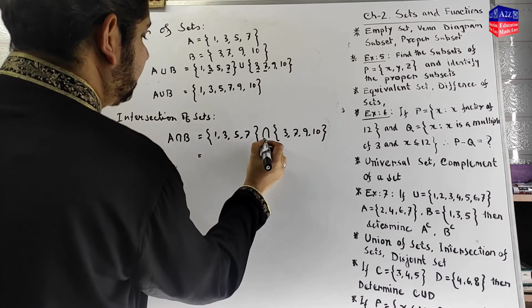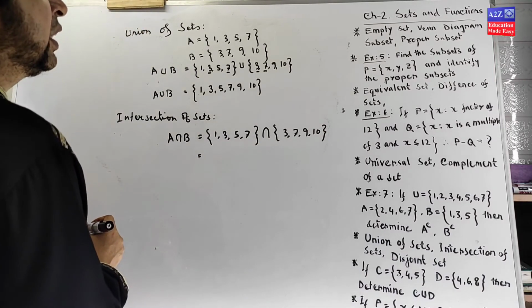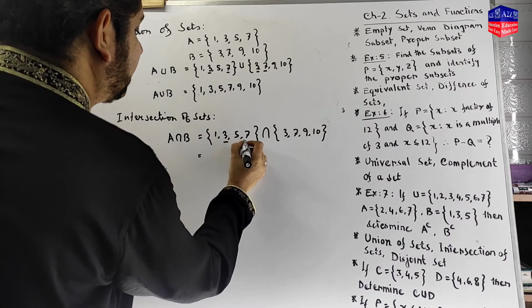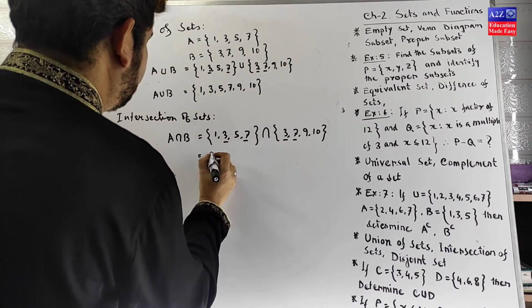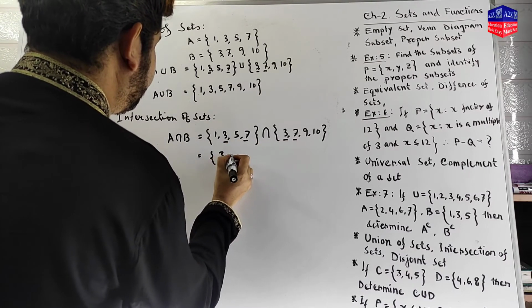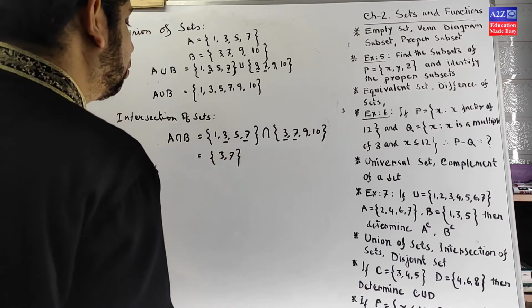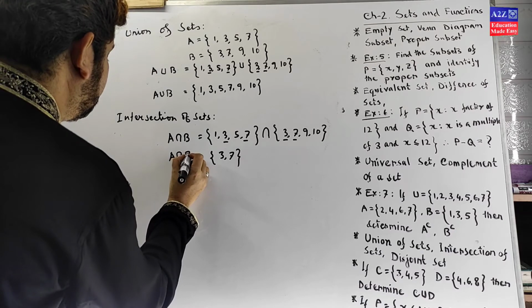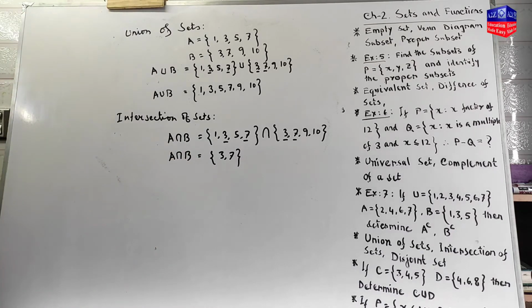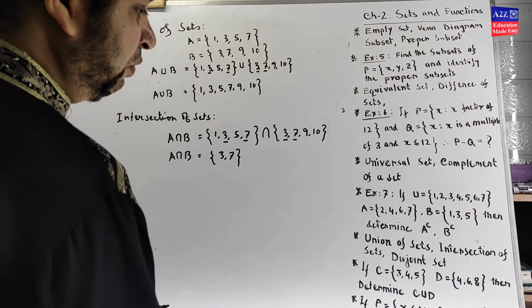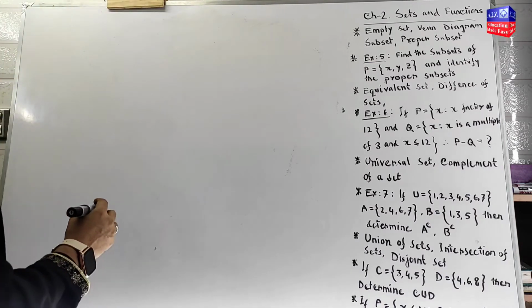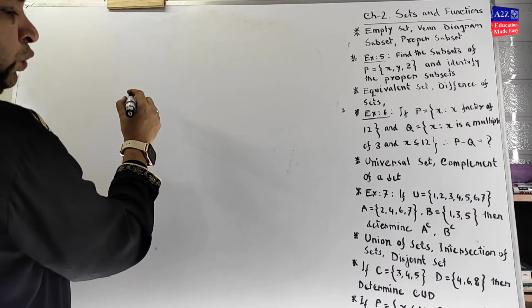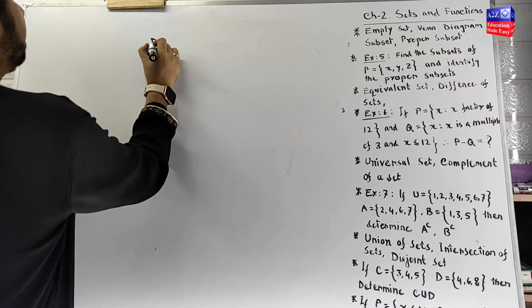Now since this is intersection, I have to take only the common items. So 3 and 7 are the common items. So what will be the intersection? Intersection will be 3 and 7. Okay, therefore A intersection B will be 3 and 7. I hope this is also very much clear. One more term that is known as disjoint set.